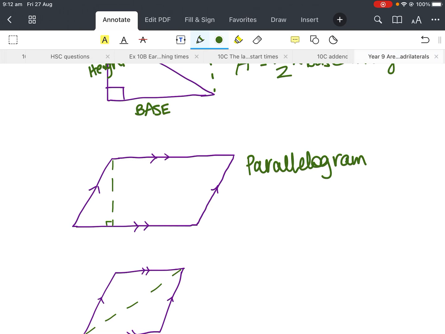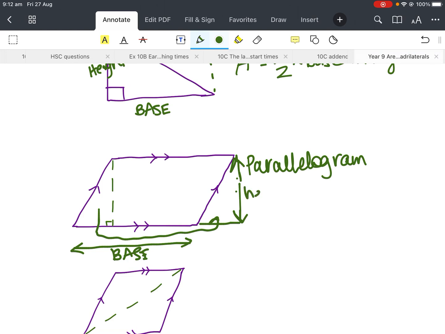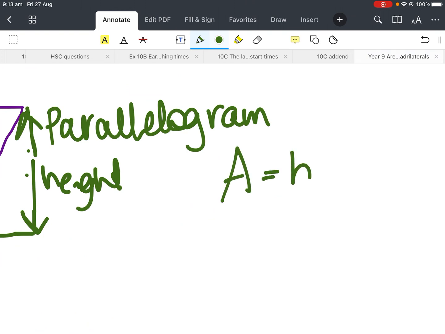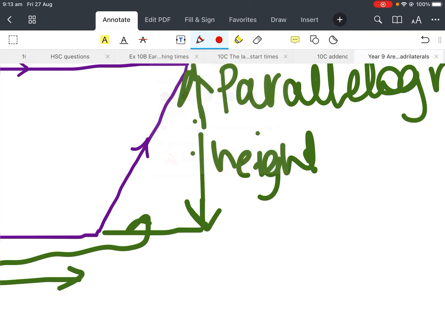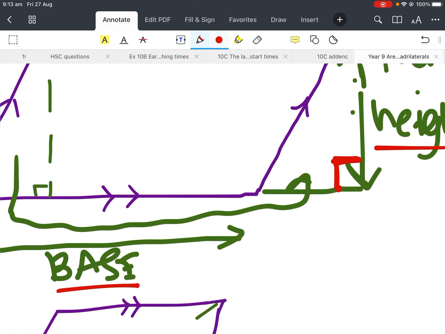Now a parallelogram, if you took that triangle and put it over here, it would just make a rectangle, wouldn't it? So all we do is we multiply this one here, the base, by this one here, which would be the height of the rectangle. So the parallelogram formula is just area equals the base times the height, and just like my triangles, I'll do it in red so it stands out, the height and the base must form a right angle.